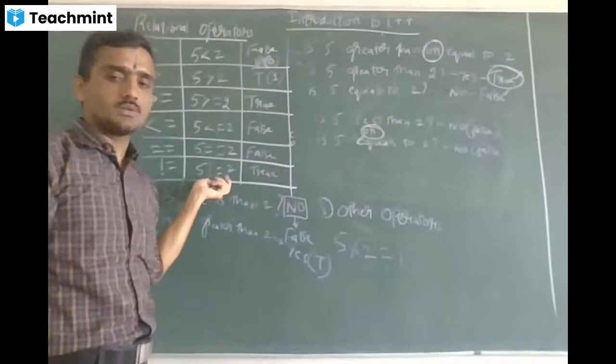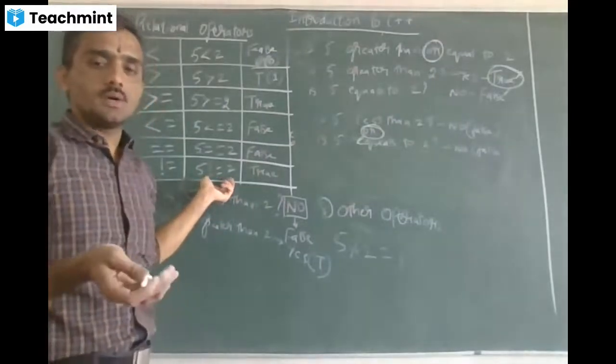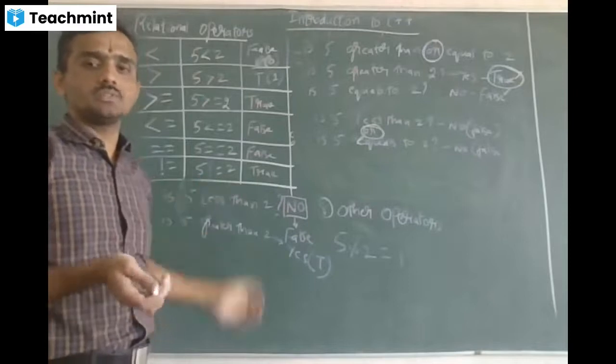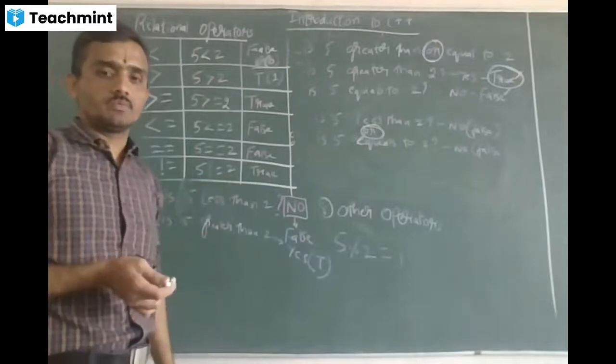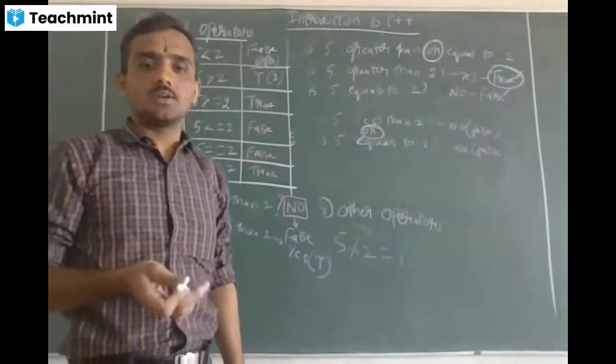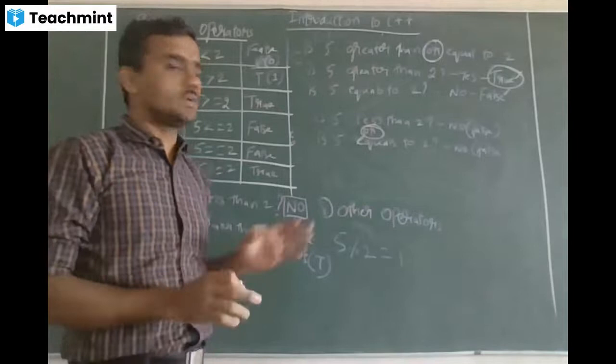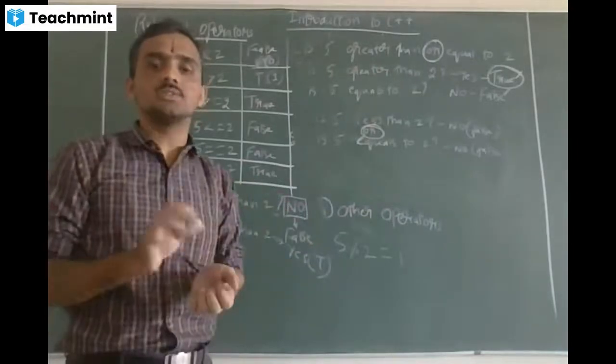See, the last one, you should be careful. If I ask is 5 not equal to 2, you have to say yes. Because 5 is not equal to 2, no? Don't say no. If I ask the question, is 5 not equal to 2? No, it's not like that. Is 5 not equals to 2? Yes.